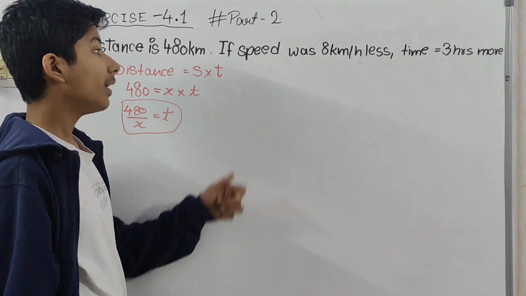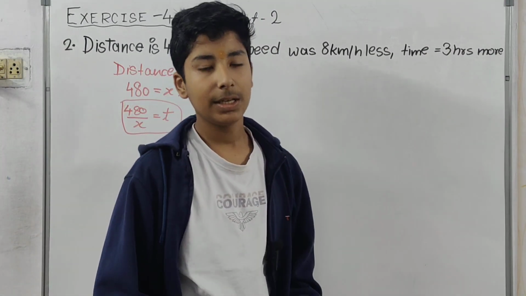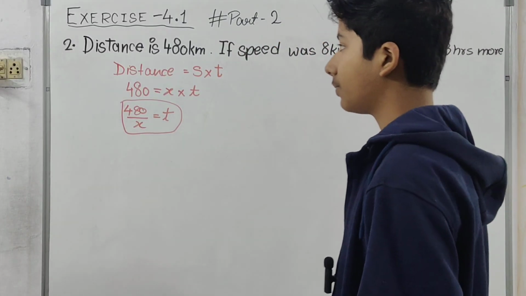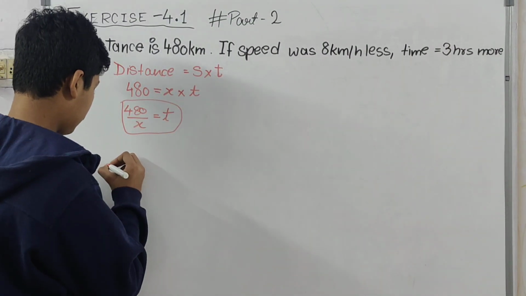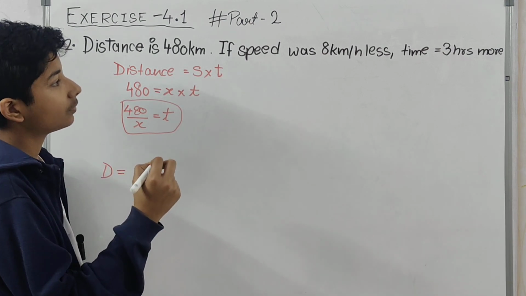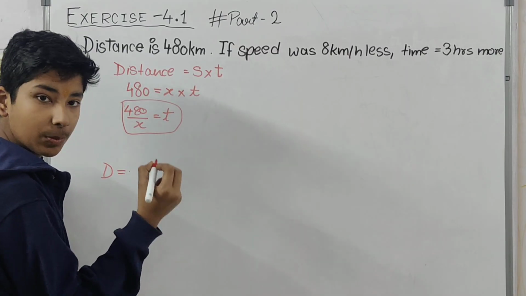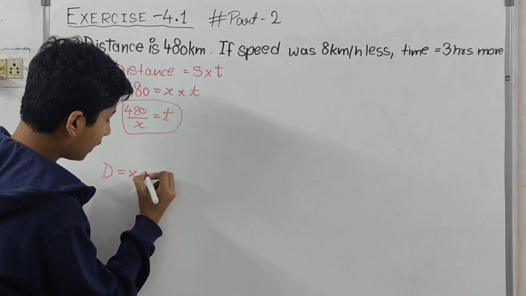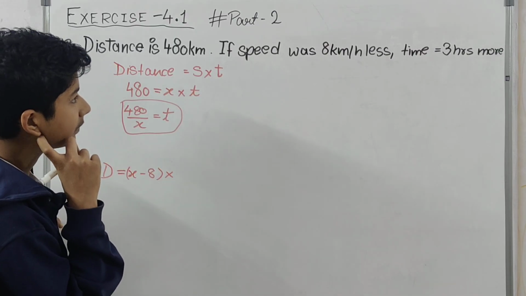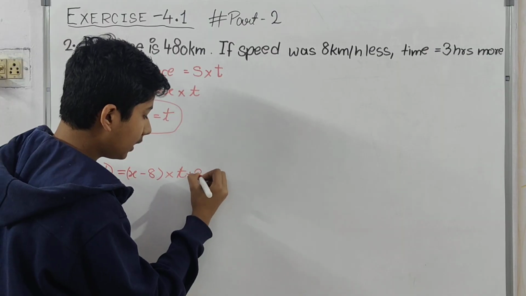Now we'll solve. If the speed was 8 km per hour less, the time to complete the distance would be 3 hours more. So distance equals to speed into time. Speed means 8 km per hour less, x minus 8, into time plus 3, t plus 3.